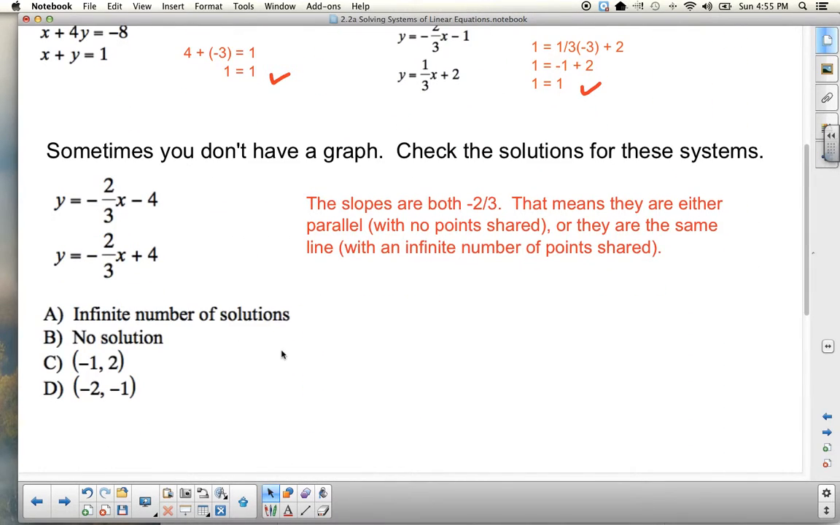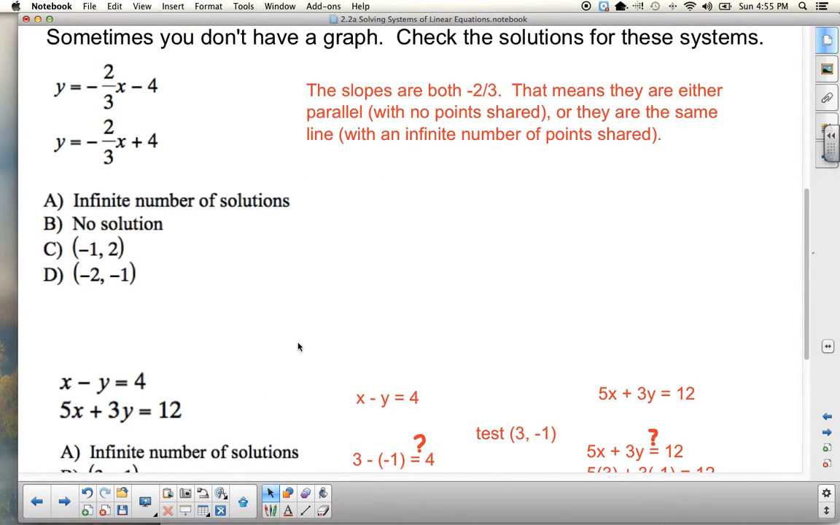I wanted to give you an example down here where sometimes you don't have a graph, and I said that. Before I would go graphing these, I look at the equations. This y equals -2/3 x minus 4 and y equals -2/3 x plus 4 are very similar. They have the same slope. So to me, that means parallel lines. And I don't even have to graph it to know that if I have parallel lines, then B is going to be my solution. That there is no solution to this actual system.